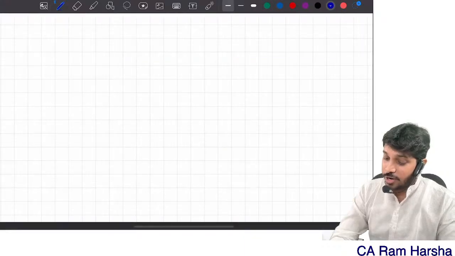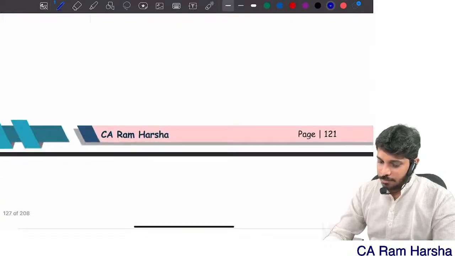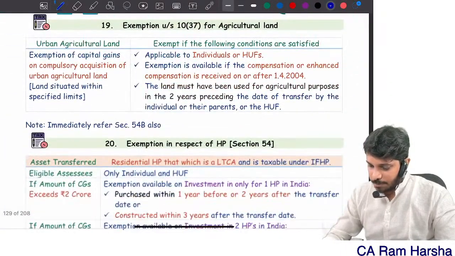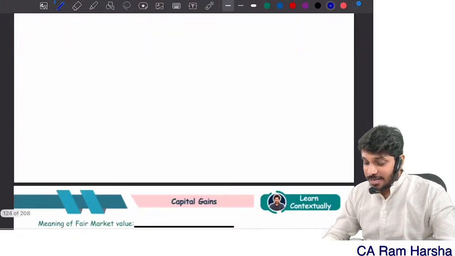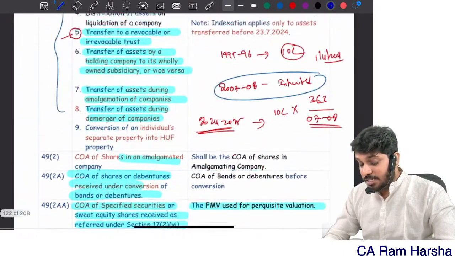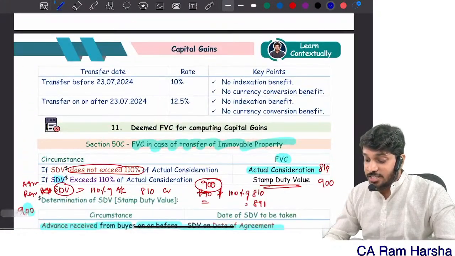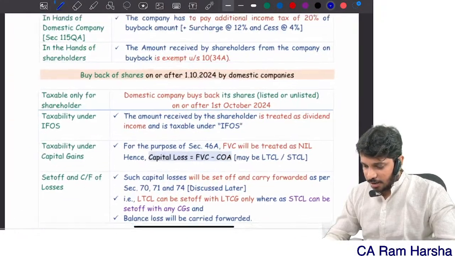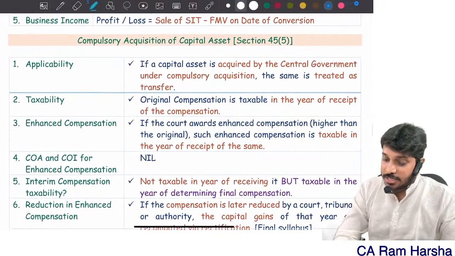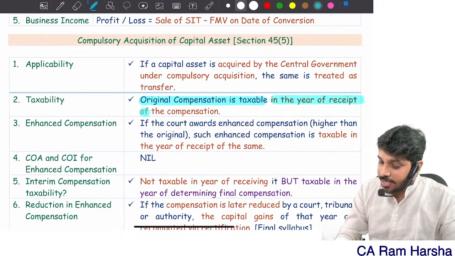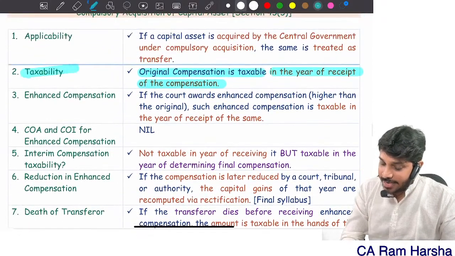By the way, in 45 subsection 5 we have a few more points. Wait, I will show you directly, because you also have to see this book compulsorily. Enhanced compensation part is there, right? Enhanced compensation sometimes you might get. Enhanced compensation is taxable in the year in which it is received. Additional compensation is taxable in the year in which it is received. Original compensation is taxable in the year of receipt. Yes or no?